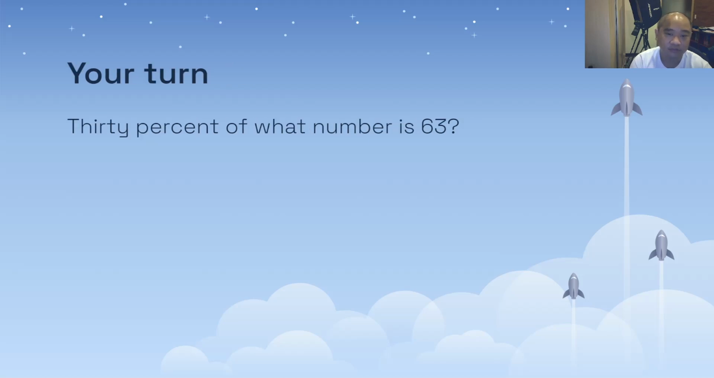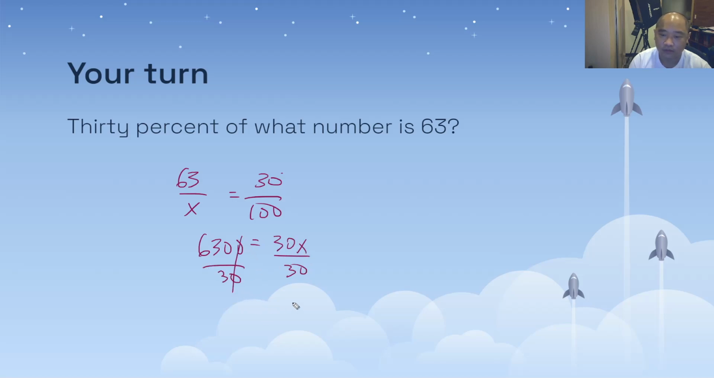Okay, three your turns. 30% of what number is 63? That's 6,300 equals 30x. So x equals 210. I should double check myself, even though I know that that's right. No, maybe I'm wrong. Nope, I'm right.